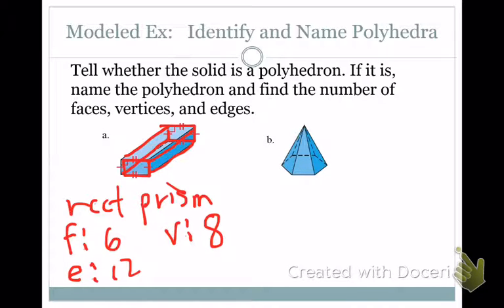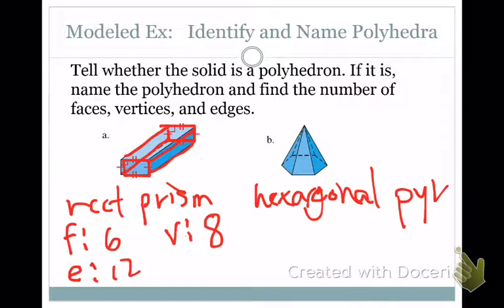What would I call B? What would it be called? What's that? Is it pyramid? Yeah, it's a pyramid. What kind of pyramid? What's its base? Octangular. What? Octangular. That's not. It's not 8 sides. It's 6. That's hex. Hexagon. Hexagonal pyramid. That would be a hexagonal. So the number of faces.